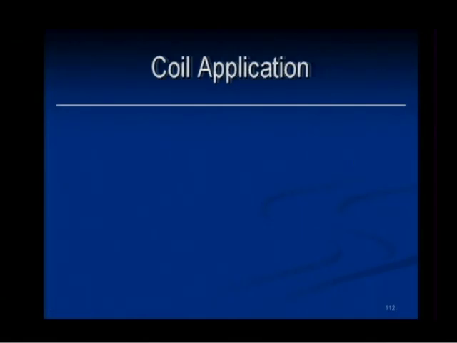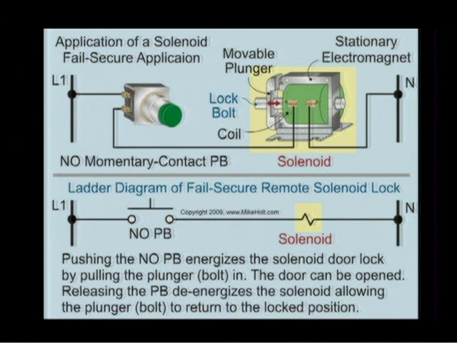Let's talk about the coil application. All right. We have a coil. Again, we keep saying motor control, and really it should be control and signaling. Let's see what we got here. We got line 1. We're going to this push button. This push button is normally open, momentary close. Here it is right here. Line 1 to the open button, to the solenoid, to the neutral.